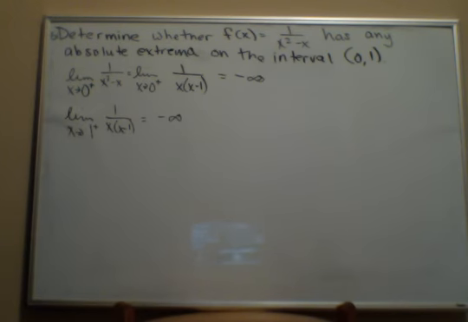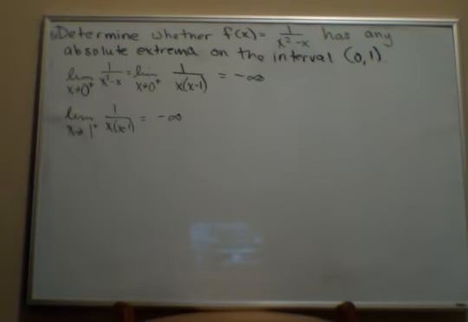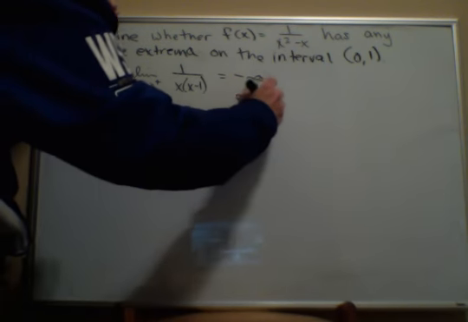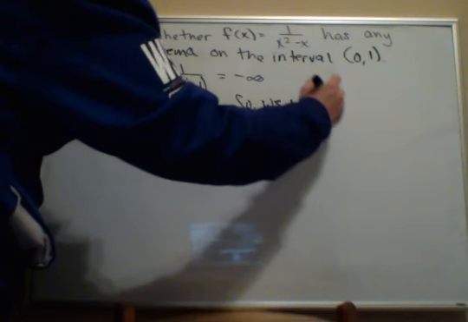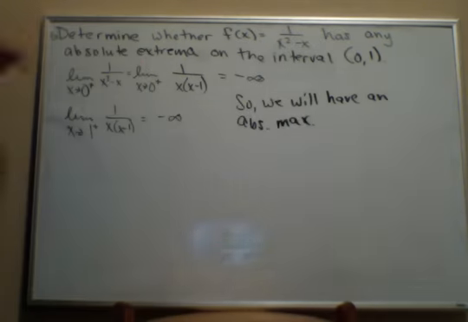So if you look back at what we found earlier, we said that if the limits, as they approach each end of the interval, go to the same thing, in this case, negative infinity, we will, in fact, have an absolute, in this case, maximum. Okay? How can we find the actual absolute maximum? Well, the same thing we've been doing for several days.